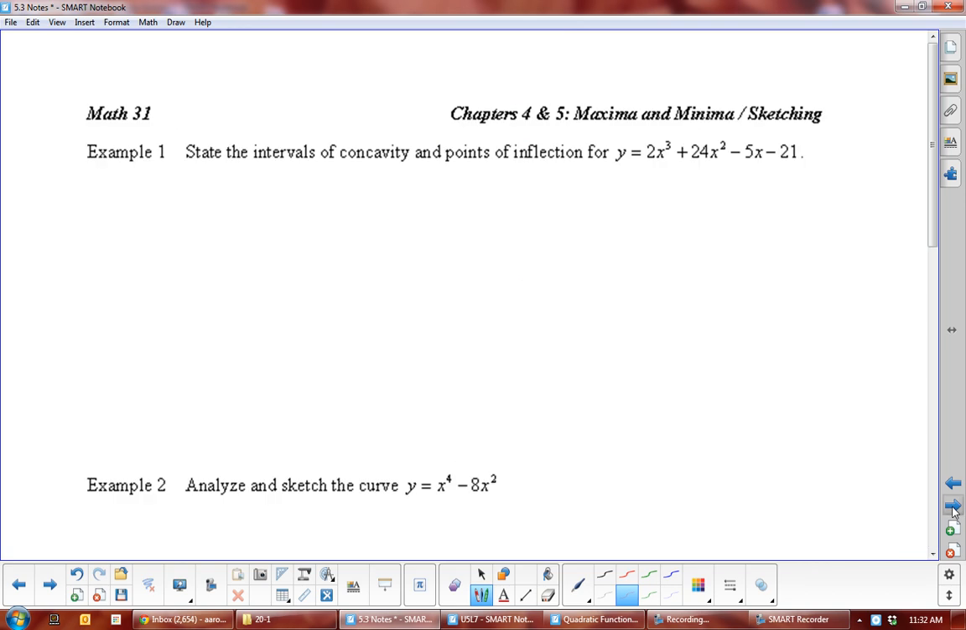Okay, let's do just a couple examples. So for this graph here, it wants us to state the intervals of concavity and points of inflection. So it's not asking for x-intercepts. It's not asking for, I mean, there isn't any asymptotes, but it's not asking for increase, decrease, max, mins, none of that. It just wants inflection points. Okay, so we're going to have to do the first derivative first. So y prime equals, what would it be? 6x squared plus 48x minus 5.